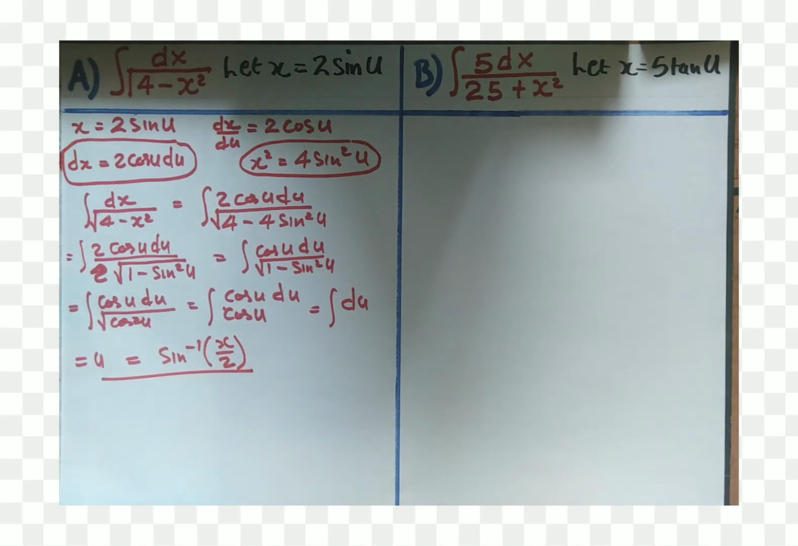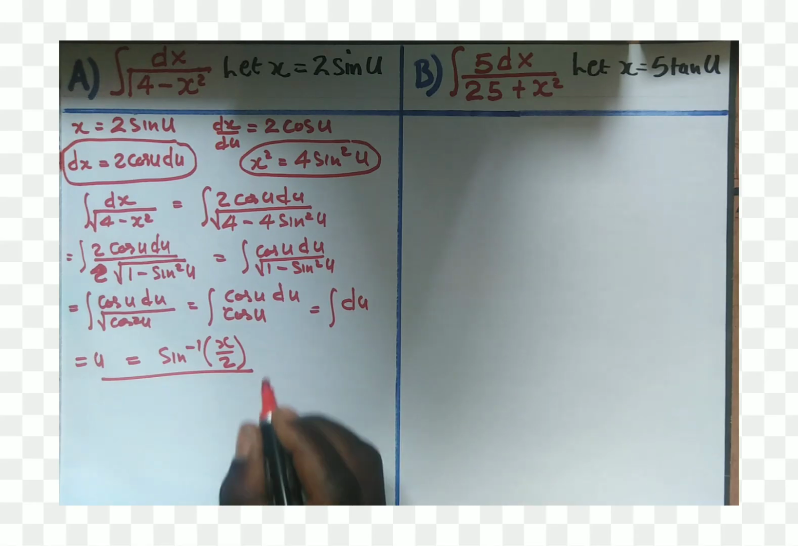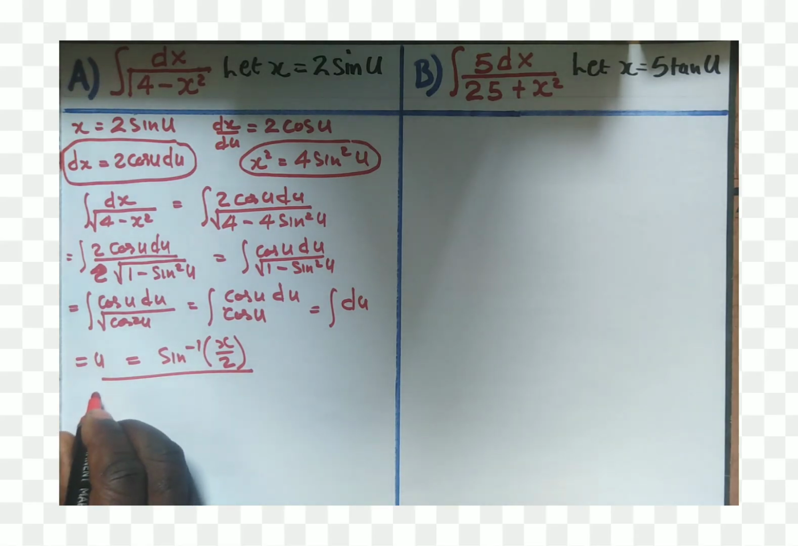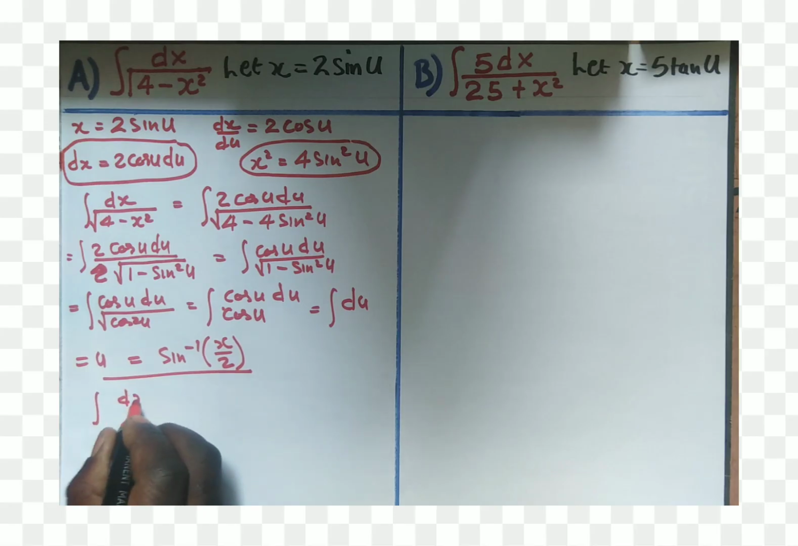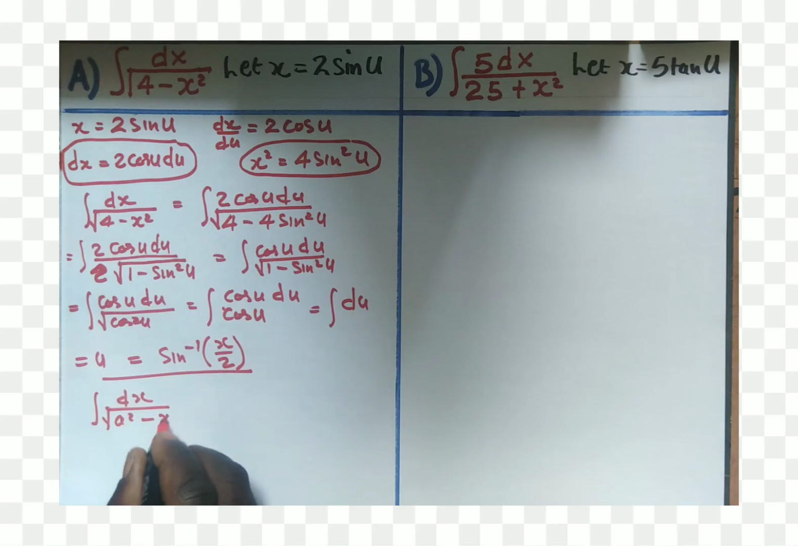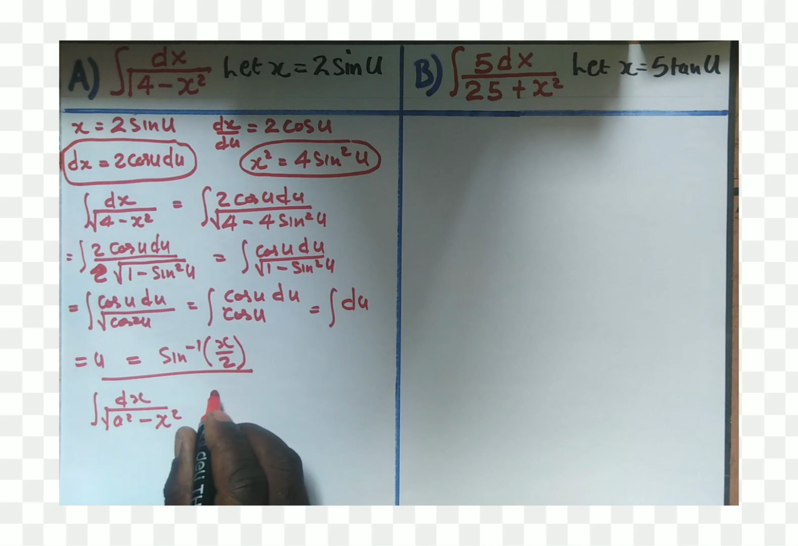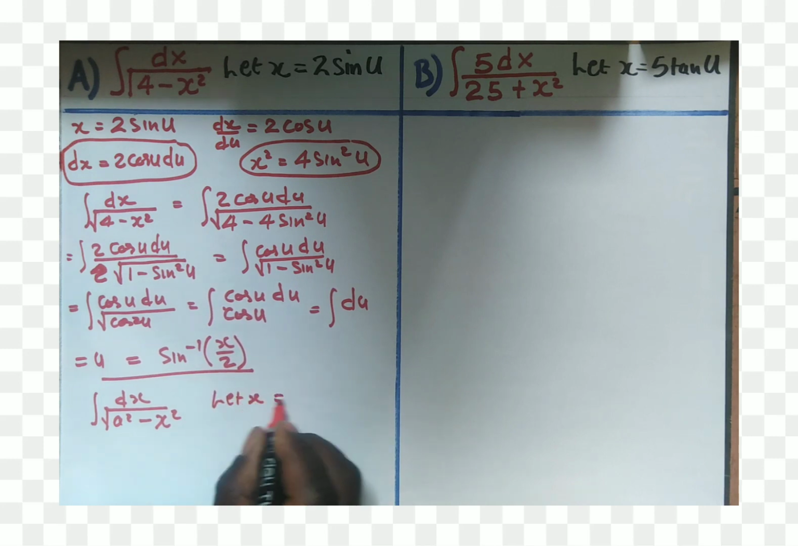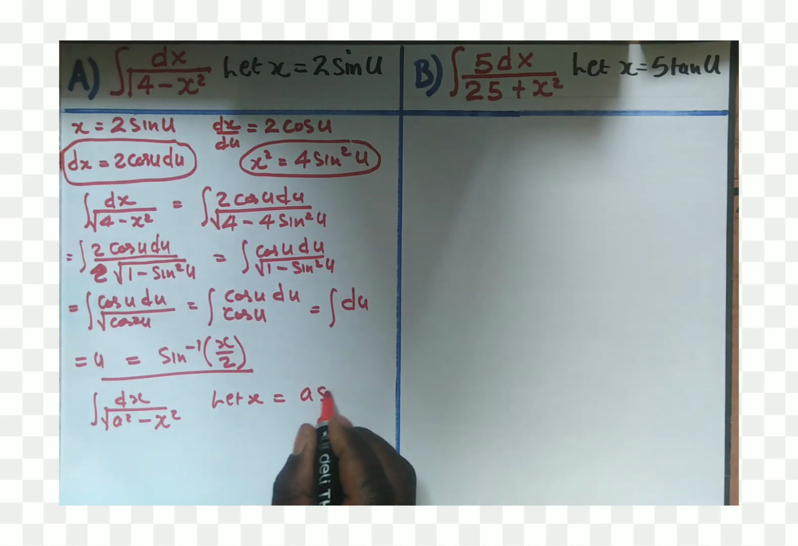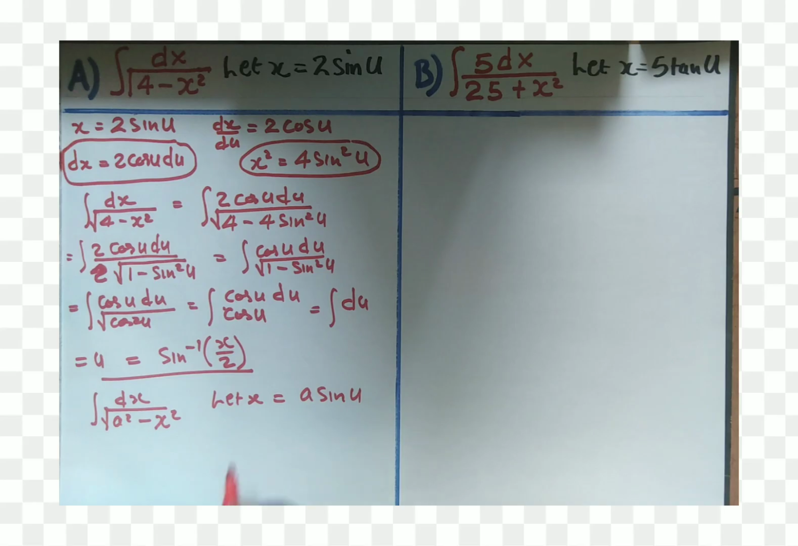Now, in general, what this means is that if we are given an integral of dx over the square root of a squared minus x squared, where a is a constant, we must let x equal a sine of u, or sine of theta if you like, so that our integral is u, which is equal to arcsine of x over a.